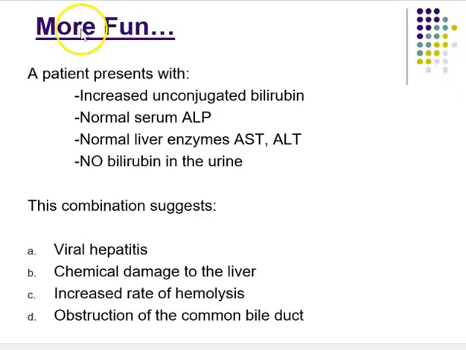We know just by the fact that the liver enzymes AST and ALT are normal that the liver function is normal. So right there we can eliminate viral hepatitis, right? But we have this increase in our unconjugated bilirubin, and that's because there's going to be an increased rate of hemolysis. So that's our giveaway. So it's C, increased rate of hemolysis.